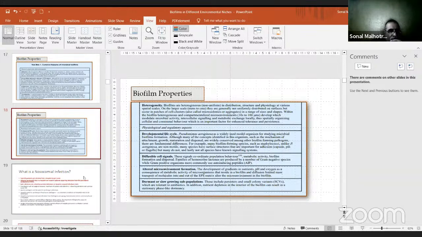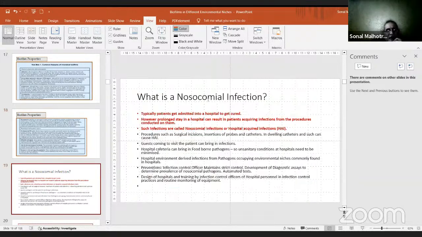So going to what are nosocomial infections? Nosocomial infections are just infections that occur in a hospital. So typically people believe, for people who are naive, they believe that when I go to a hospital, I will get cured. However, prolonged stay in a hospital can result in patients acquiring infections from procedures conducted on them.